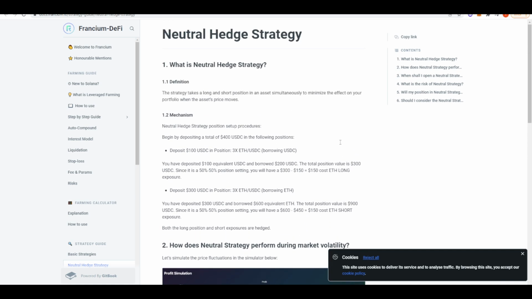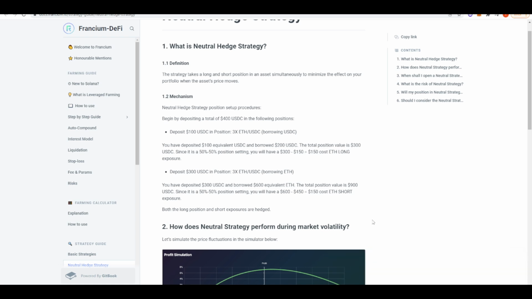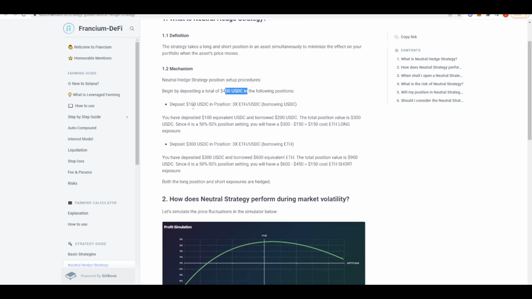Francium have a really good strategy talking about the delta neutral hedge strategy. I'm just going to read this out to you, and then I might explain some finer points to it. In their example, they have $400 in USDC in order to create this position. So you start with $100 and you use that to leverage yield farm with 3x leverage the ETH USDC pair, and then you would use USDC as your asset to borrow. Effectively what you've done there is deposited $100 and then borrowed $200 worth of USDC, and then the total position is worth $300.